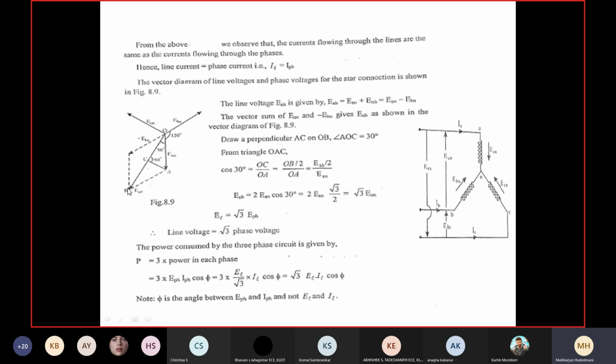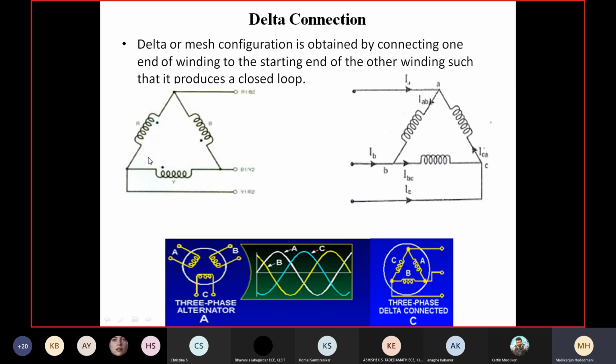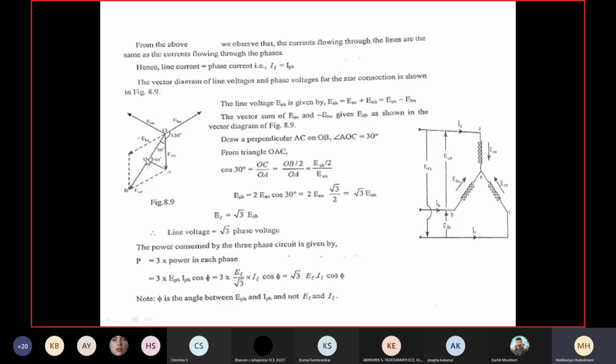Then on this diagonal, I have a small construction. What is that? The diagonal is the resultant voltage, which is nothing but EAB. I am in need of EAB only. To get EAB, I took the vectorial difference of EAN and EBN. This is what I have done. Then that resulted in EAB.